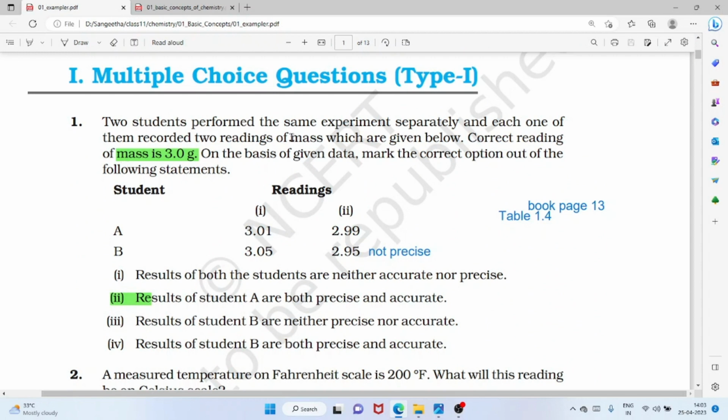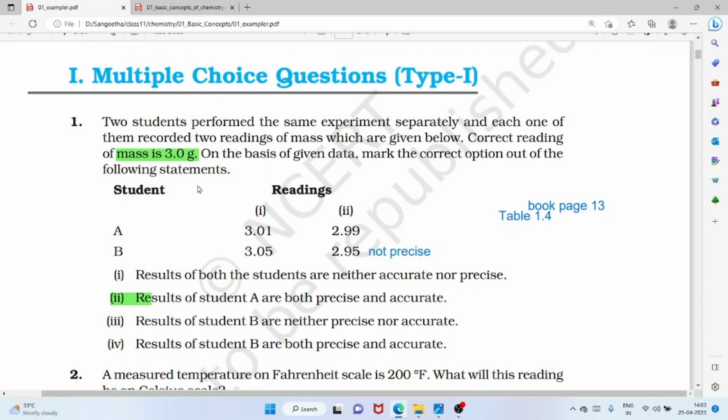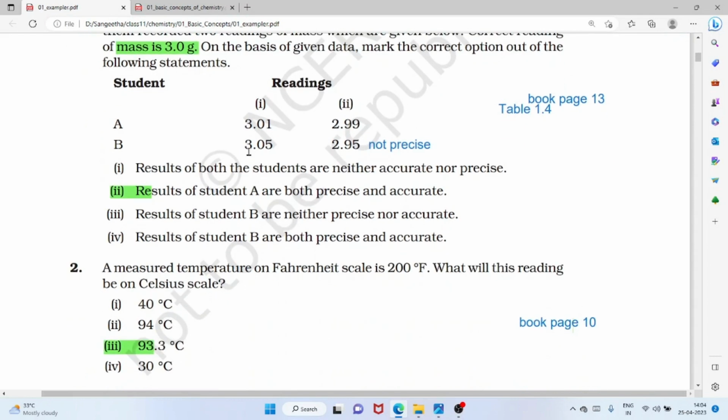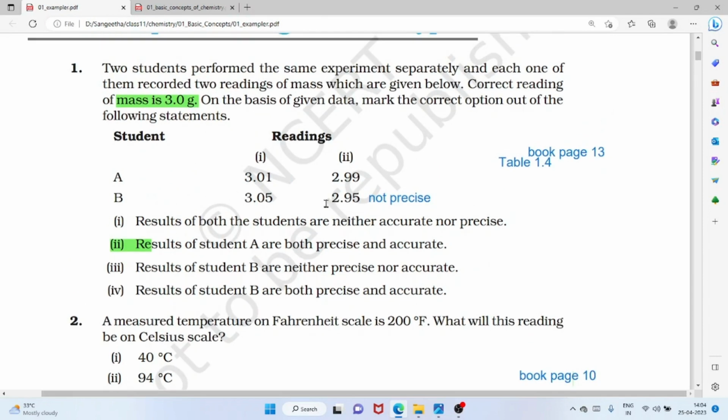Okay, 2 students are performing some experiments separately. Each one of them records the results. The correct reading is 3 gram. On the basis of the given data, mark the correct option. Okay, so here one person records 3, and the other person records something else. This is not precise, because of precision and accuracy. Between these 2 readings there is a lot of deviation. So this is not precise.